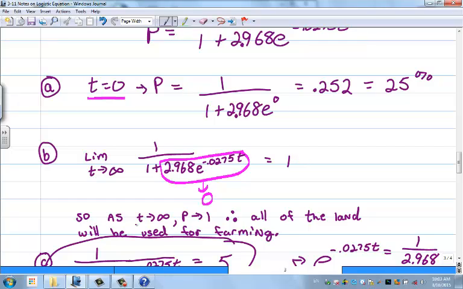So as t approaches infinity, as the time approaches infinity, the p, the amount of the farmland that's going to be used, is 1, which would equate to, of course, 100%. So all of the land will be used for farming.